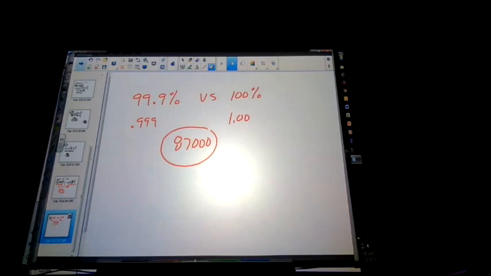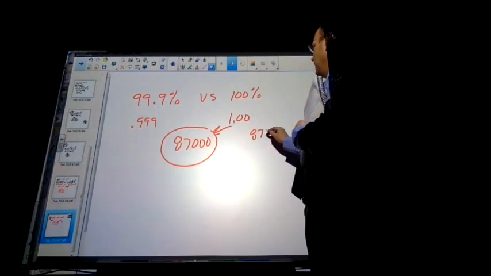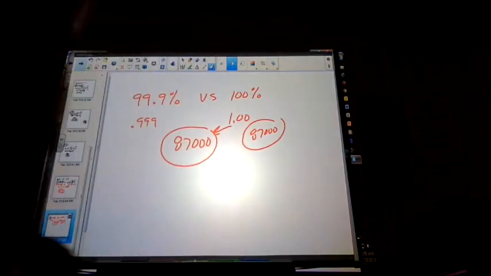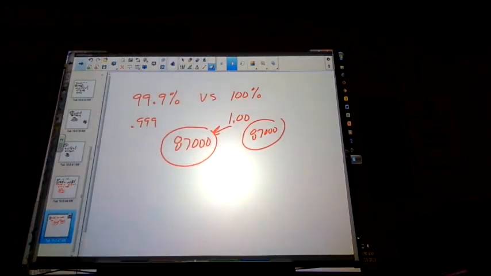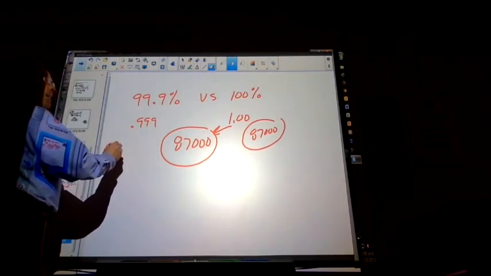So let's go off the number. If I multiply 1 times that, I get 87,000. That means that 87,000 planes that were in the air any given day made it safely on the ground any given day. Now let's do 0.999 times 87,000. 86. Uh-oh. 86 what? 913.